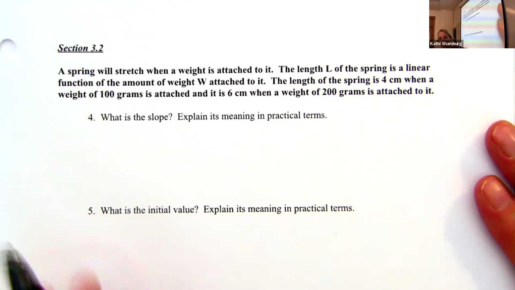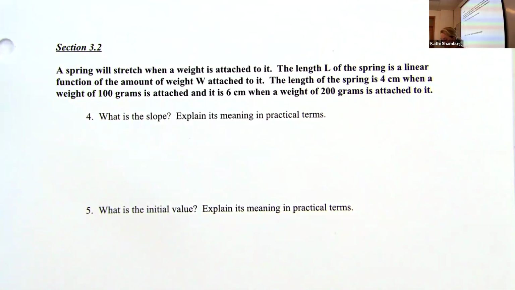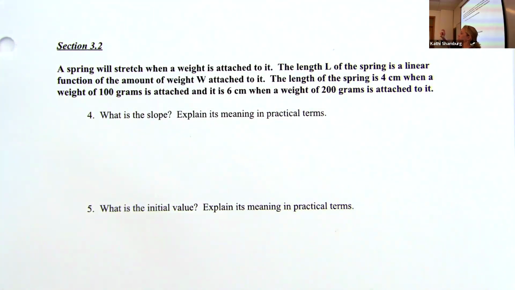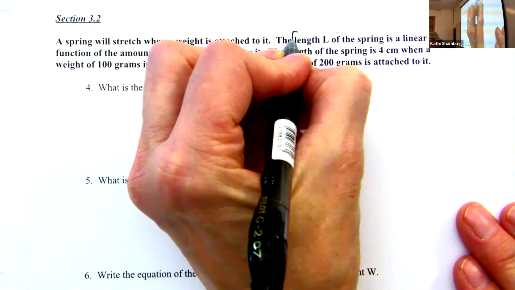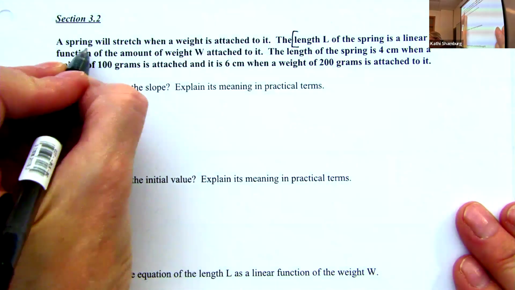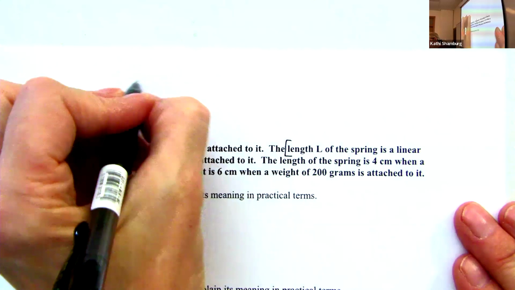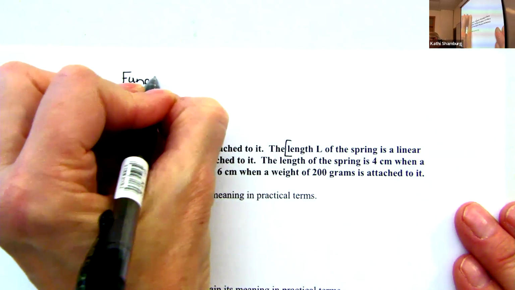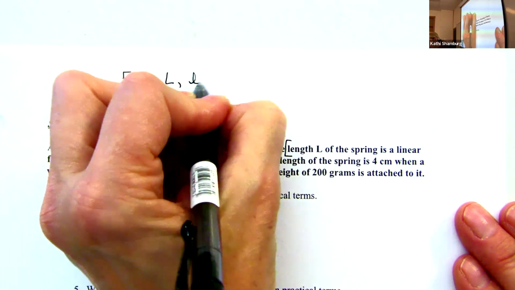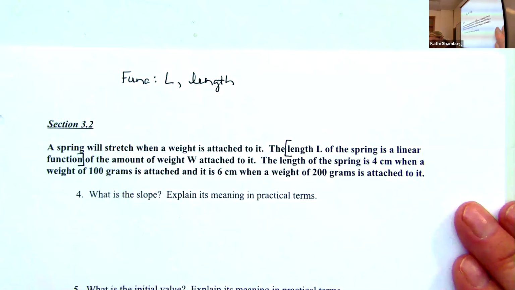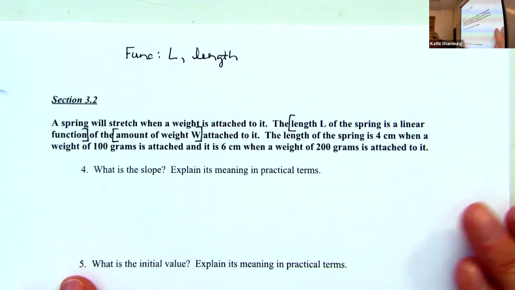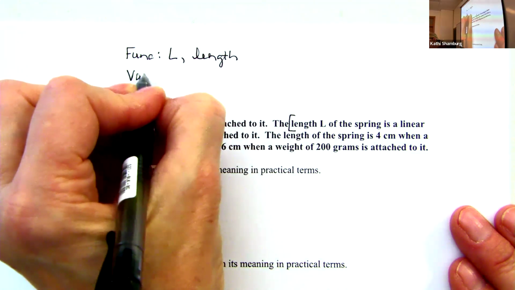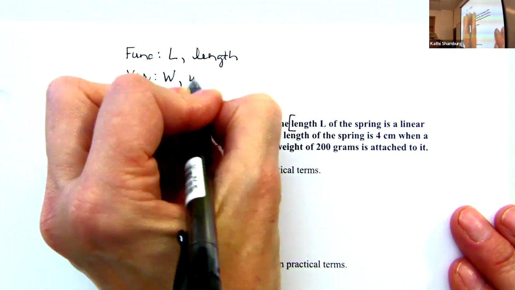3.2, a spring will stretch when a weight is attached to it. So it's like you have a spring, you attach a weight, and then of course it's going to pull that spring down. So the length L of the spring is a linear function. So there they give me the function of the amount of weight attached to it. So that means my variable is W, which is weight.